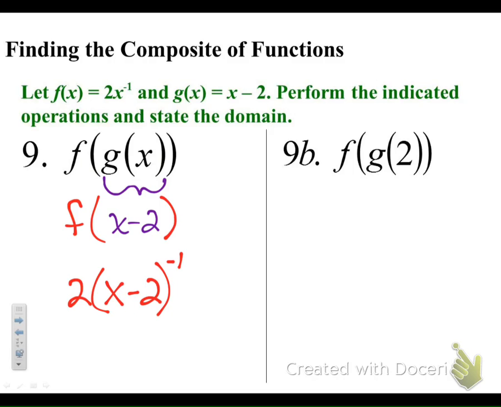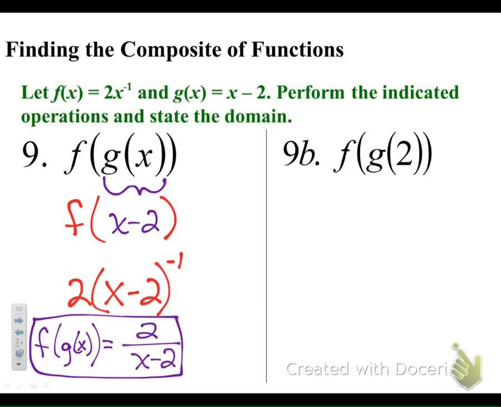So, when I'm looking at the composition f of g of x, the ending answer would look like, well, this 2, since it's not raised to a negative 1 power, it stays. The x minus 2 needs to be written in a denominator. This is the composition of these two functions.